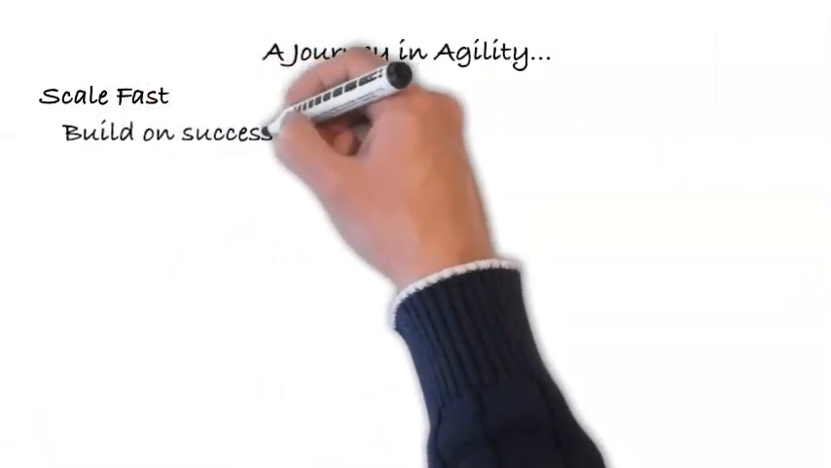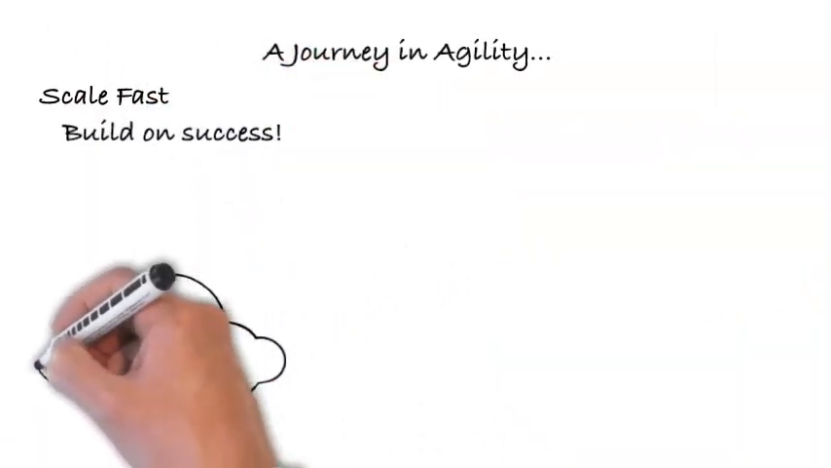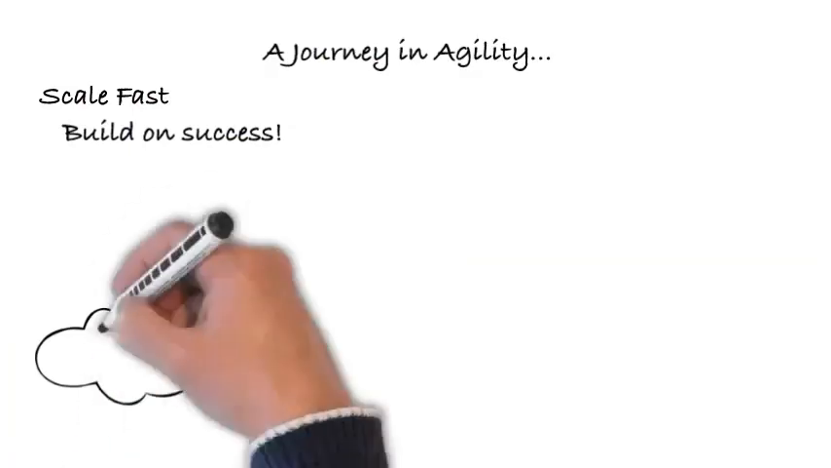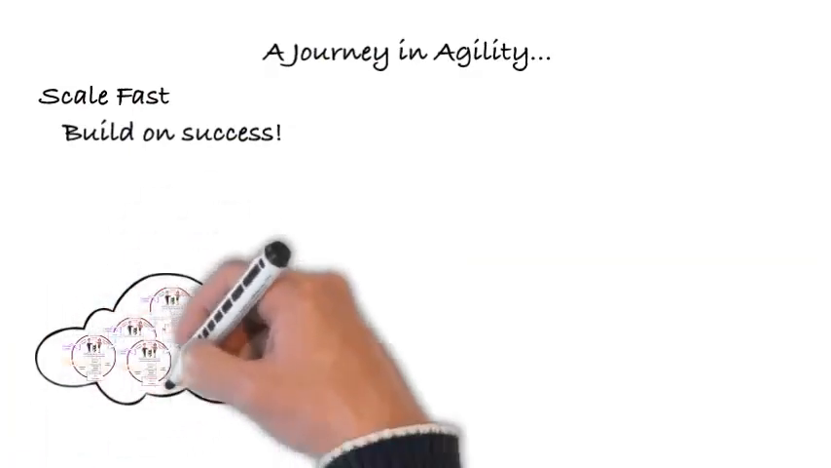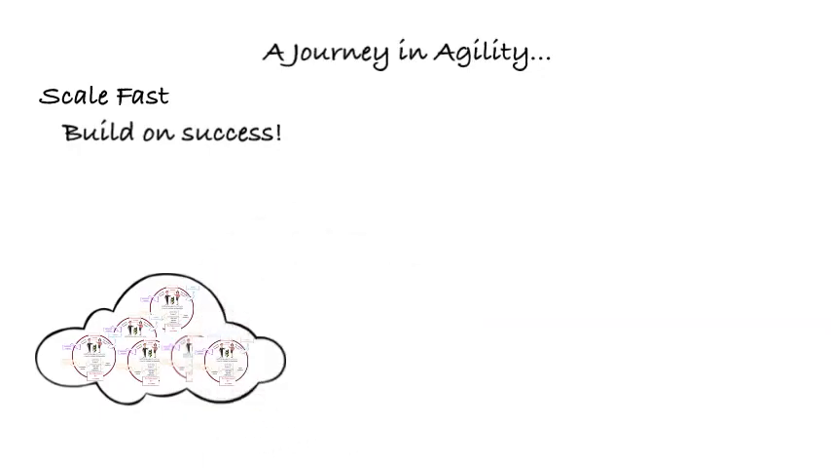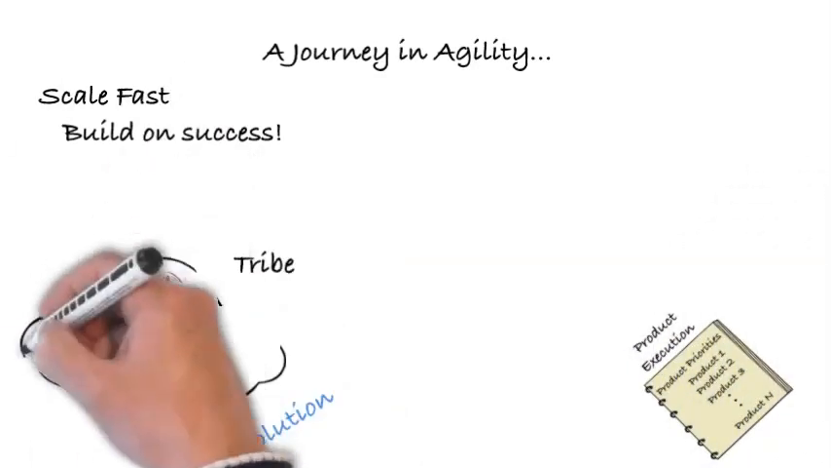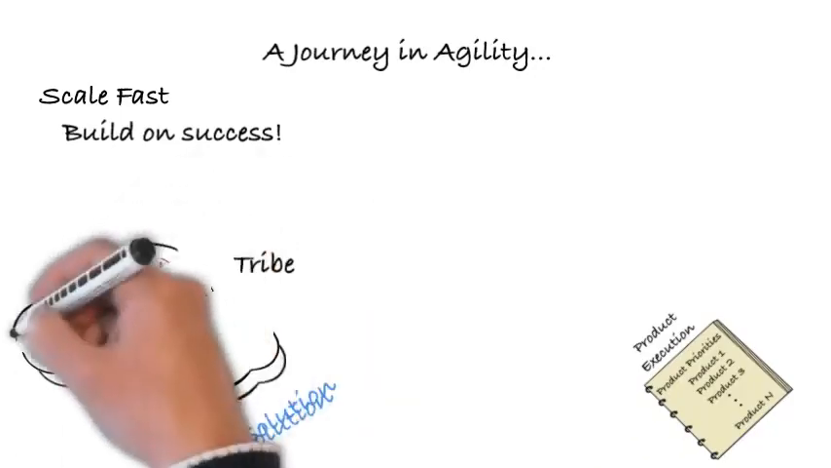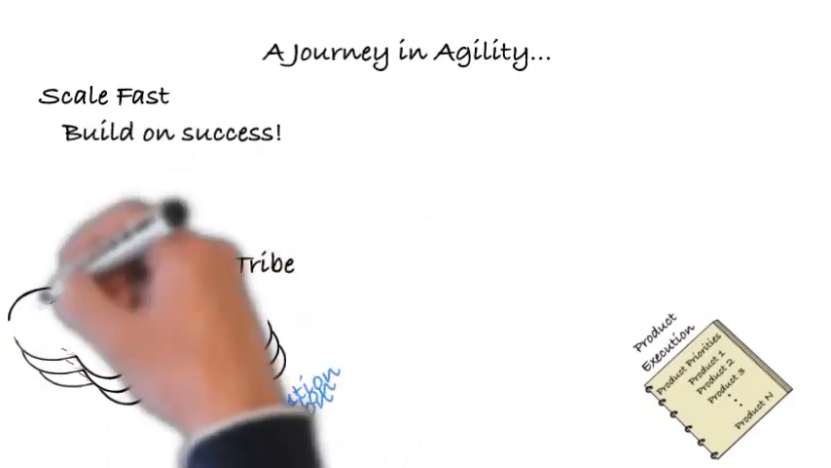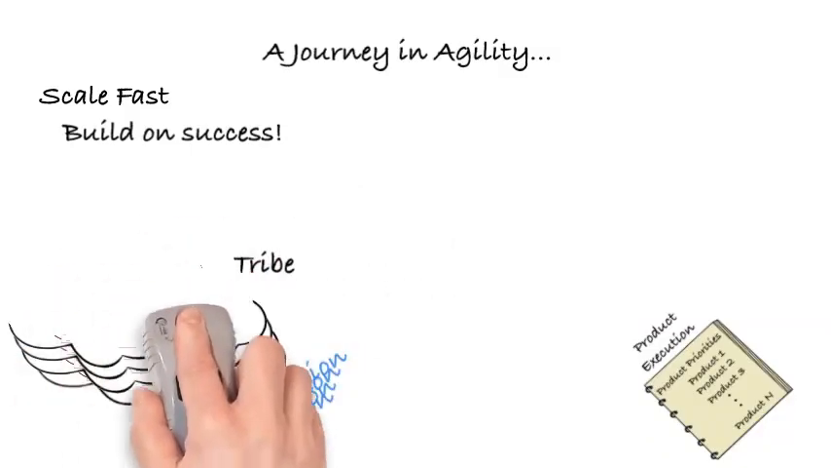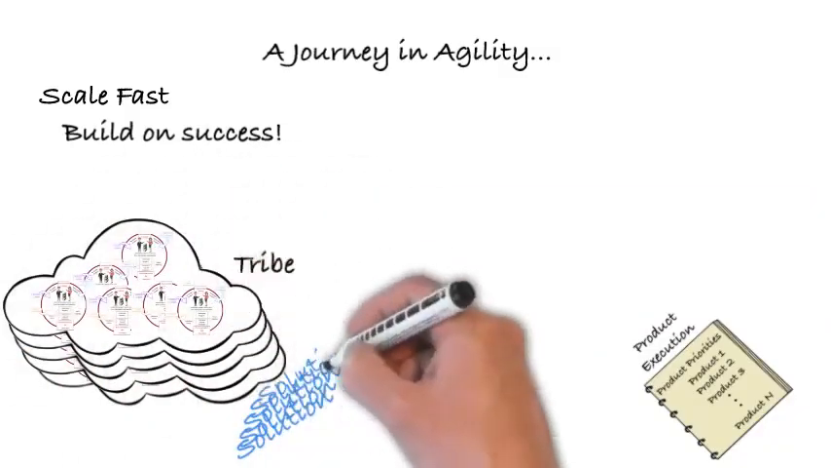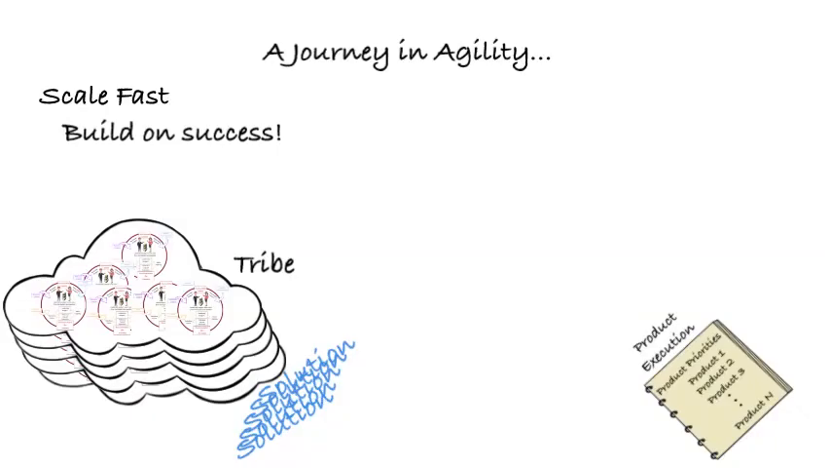Once we have a sufficient number of squads in place, we want to combine those squads into what is known as a tribe. Each tribe will work together to create a solution for the organization. We can now take the knowledge that we've gained in creating the Product Execution Guide and create more tribes. These tribes will combine together to create even more solutions for the organization. We can repeat this process to create tribes across the entire organization.